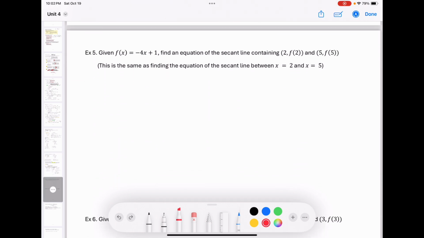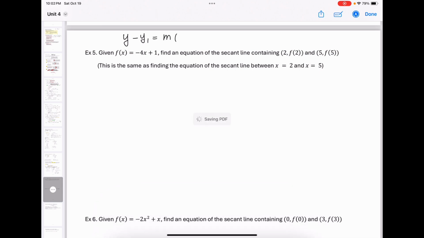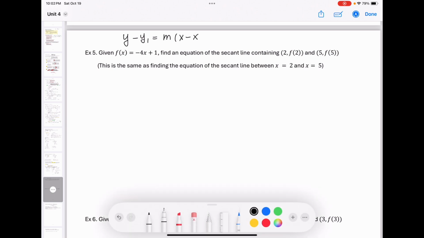So next example, given an equation, find an equation of the secant line containing these 2 points. It's similar to the previous one. Previous one, we had the graph. And this one, we have the function expression, but same thing. So we need to find the slope because I want to plug them into y minus y sub 1 equals m times x minus x sub 1.